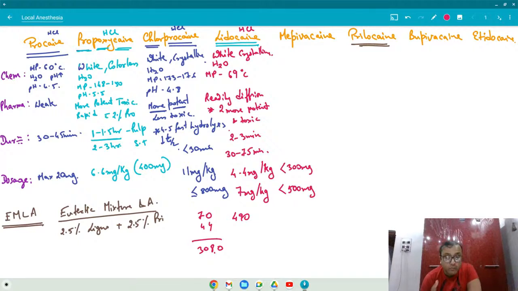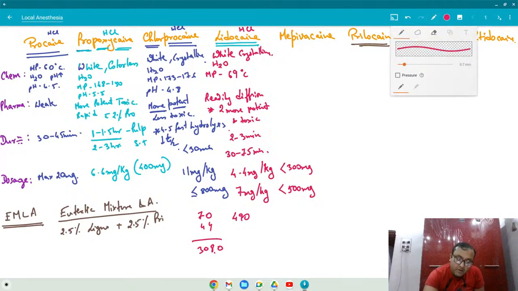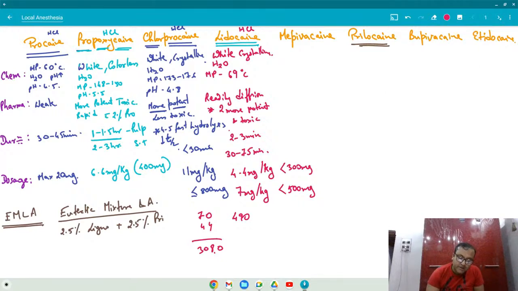This is with vasoconstrictor. Now, why is the permitted dose more with vasoconstrictor, and why is it less without vasoconstrictor? Can you tell? We had an earlier lecture on vasoconstrictors, and you have seen that lecture. So can you tell why it is 7 milligram? More liberty is given with vasoconstrictor, but less liberty is given without vasoconstrictor.